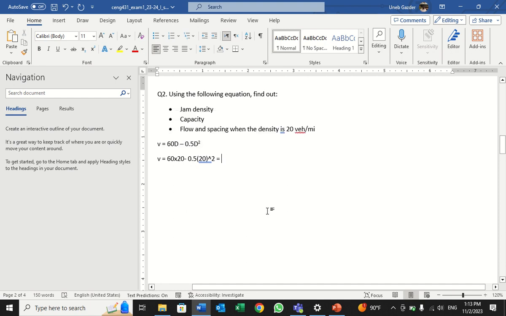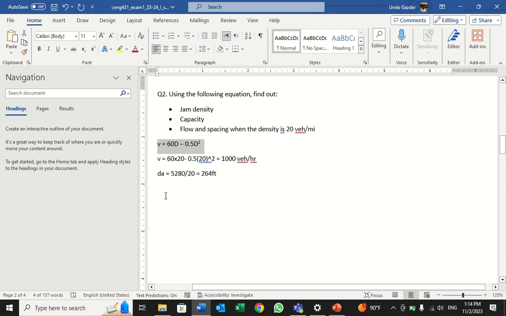Let me get the value. It is 1000 vehicles per hour. For spacing, it was d_A equals 5280 divided by 20, and this comes out to be 264 feet.